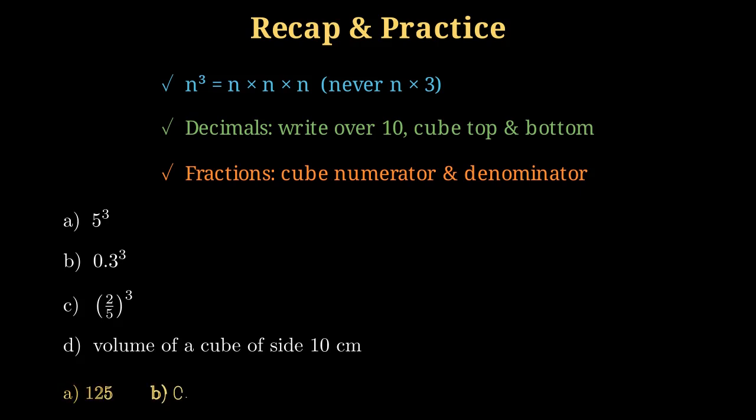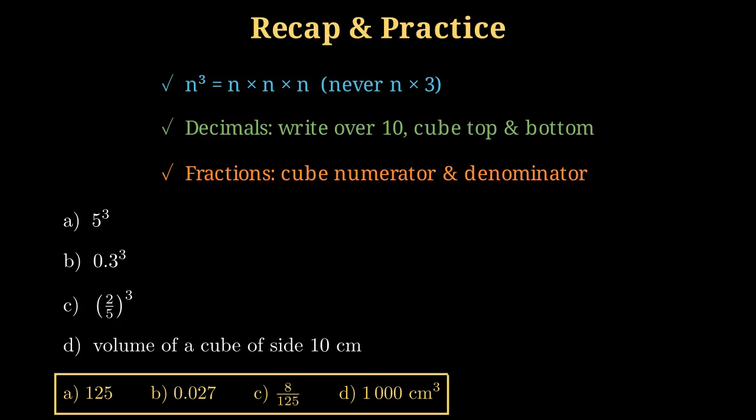Answers: A. 125. B. 3/10 cubed is 27 thousandths, 0.027. C. 8 over 125. D. 10 cubed, 1,000 cubic centimeters.